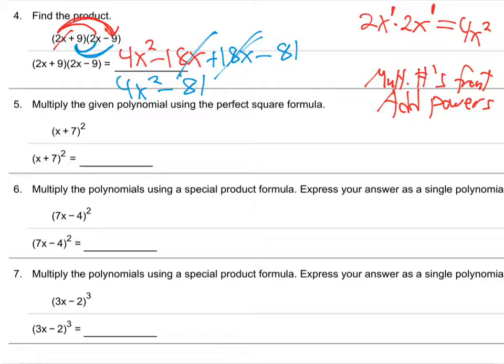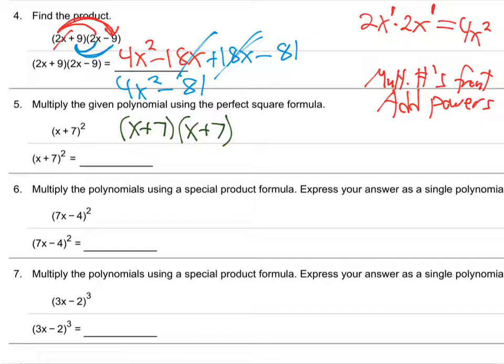Let's try number 5. On number 5, we have a 2 on the parentheses. What do we do with a 2 on a parenthesis like that? Yeah, it means there's 2 of them, huh? Yeah, 2 on anything means 2 of those, doesn't it? So that really means we have x plus 7 and another x plus 7, both in parentheses.